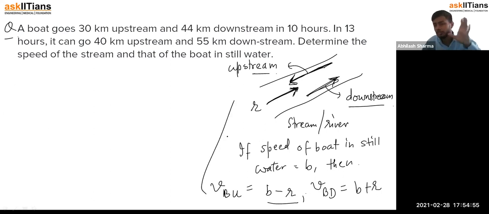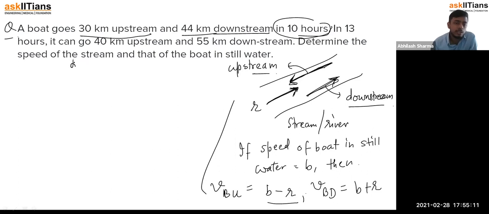After this, the question is very, very easy. Why is it easy? Let's see. So look, a boat goes 30 kilometers upstream and 44 kilometers downstream. This entire journey it covers in 10 hours. So look, once again we should know the formula. Distance is equal to speed into time, and from here time is equal to distance upon speed.